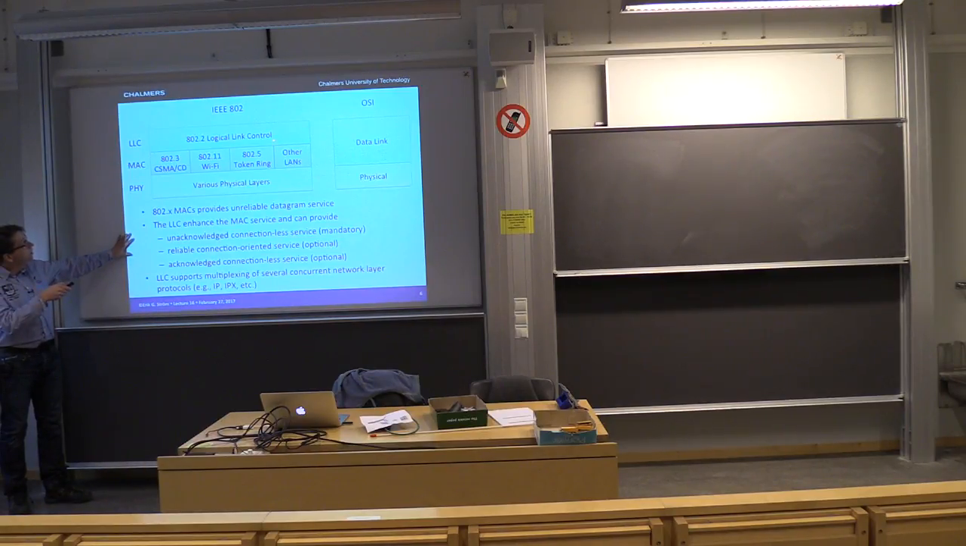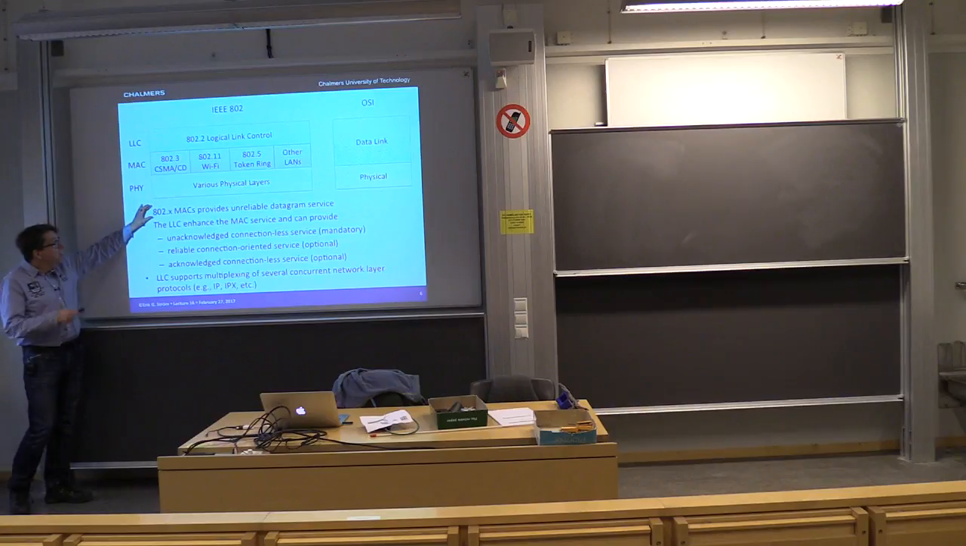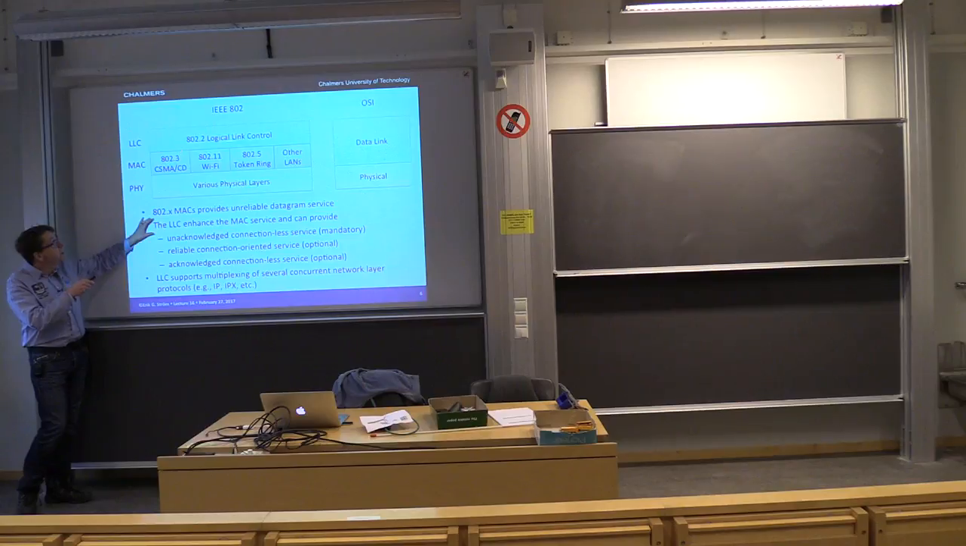Okay, LLC on top, and then we have these MAC layers, and then we have the various physical layers. So the MAC layers here provide unreliable datagram service. So basically, they transmit packets, but they don't guarantee anything. Okay, so all of these transmit packets and guarantee nothing, really. So the logical link control layer can enhance this MAC service, this unreliable datagram service, and can provide either nothing, basically the same as what the MAC layer does, or reliable connection-oriented service. This is optional. Or acknowledged connectionless service. This is also optional.